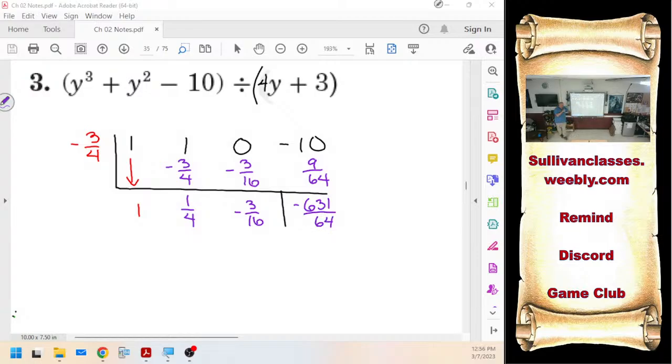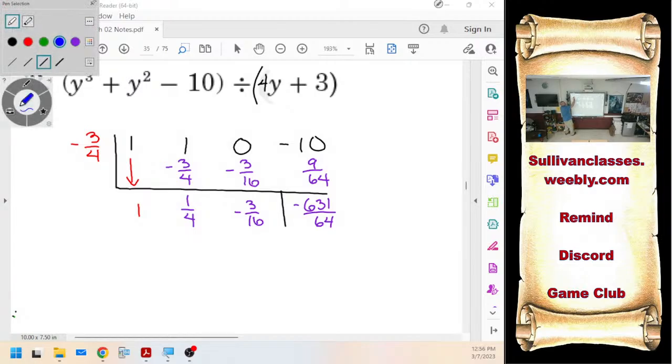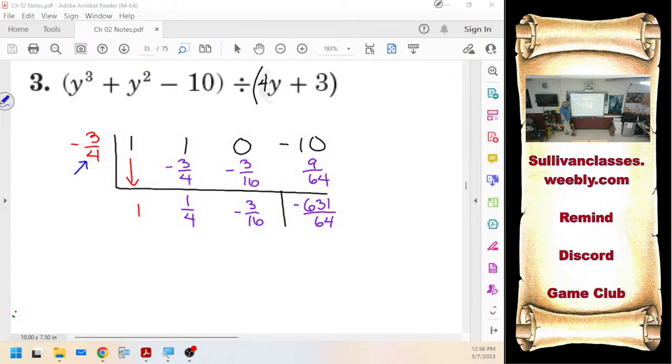Okay. Then you have to divide it by 4. Right. So since I divided by 4 here, then I divide by 4 here, and here, and here, and not here. I took a cubic divided by linear, so this is x squared plus this much x minus this much constant.